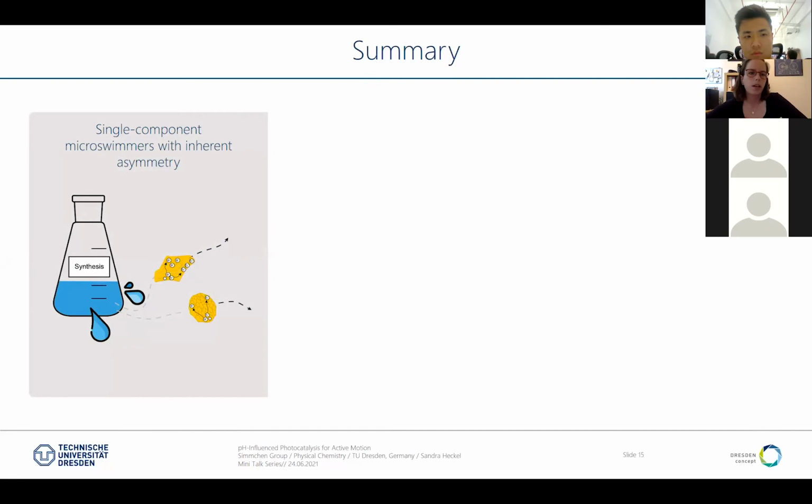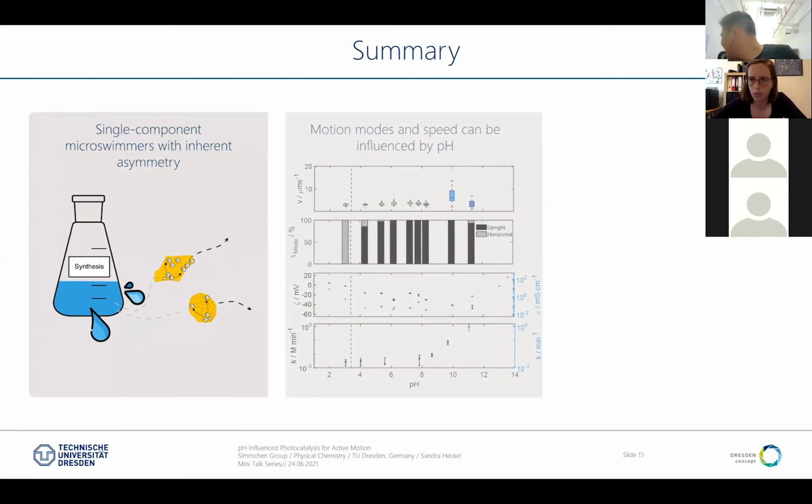At this point, I'm at the end of my talk. I have shown you that we can make single component microswimmers that are inherently asymmetric and that just start to move after the synthesis. These microswimmers, which consist of bismuth vanadate, move happily at a very broad pH range, and by changing the pH to the more alkaline, we can make them move faster. By making the pH more acidic, we can change their way of motion.